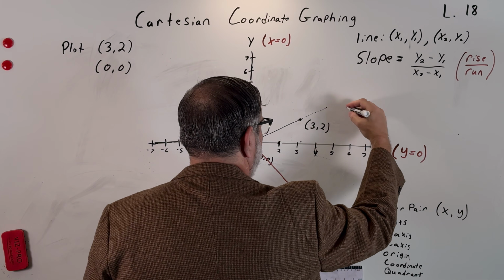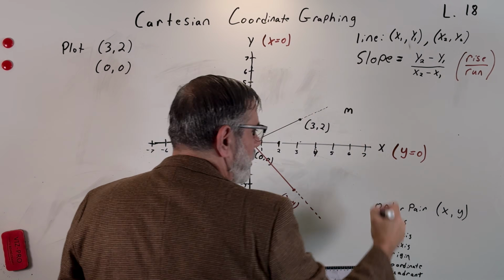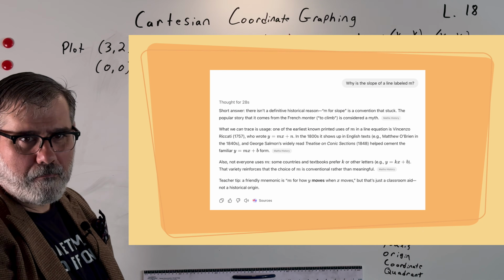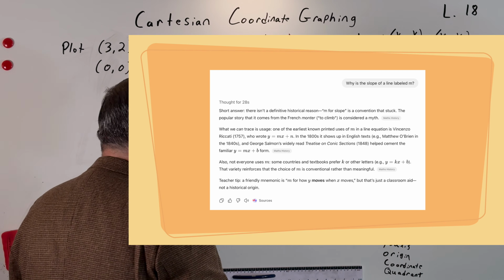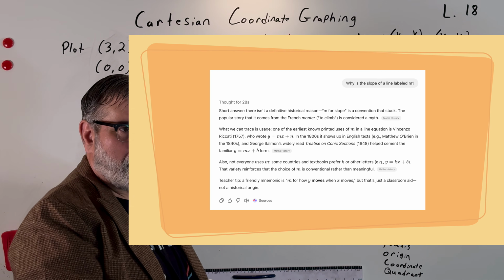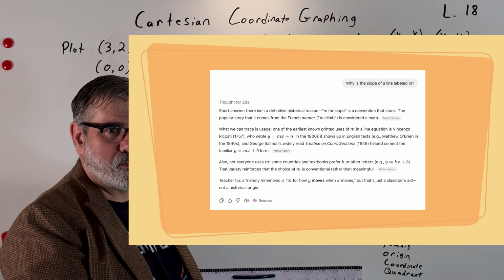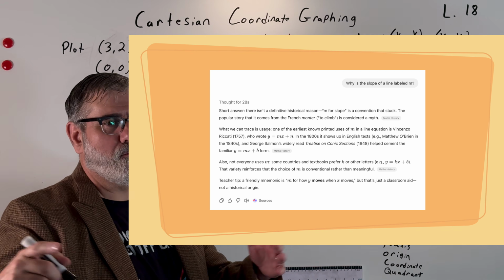And usually slope is labeled with the lowercase m. I don't know why. I have no idea. I'll look that up. But usually we use a lowercase m. I know it's not German because I think I asked someone from Germany once whether it was a German word, and they said, no, we use a different letter.